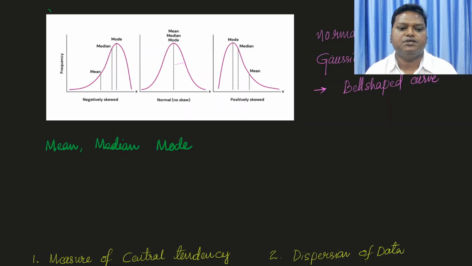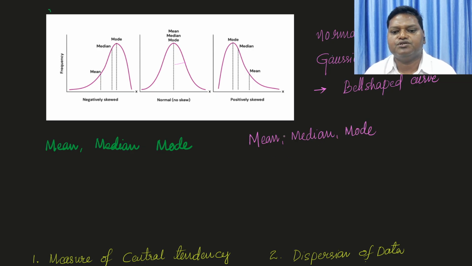In the case of a standard normal distribution, there is no skew. That means it is a symmetric distribution. Remember that when it is a symmetric normal distribution, mean, median, and mode will all be the same. All are equal for a standard normal distribution without any skew.